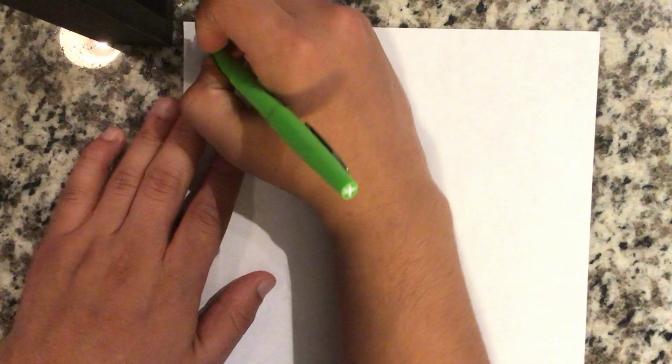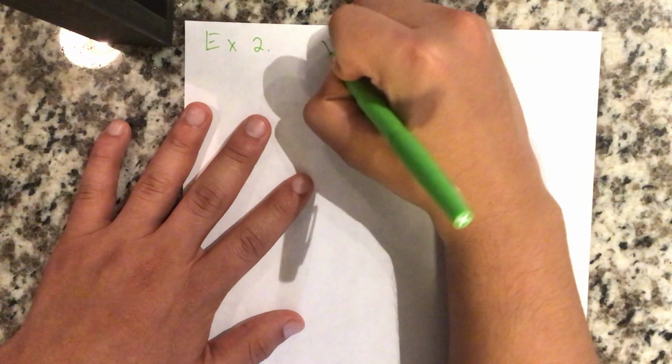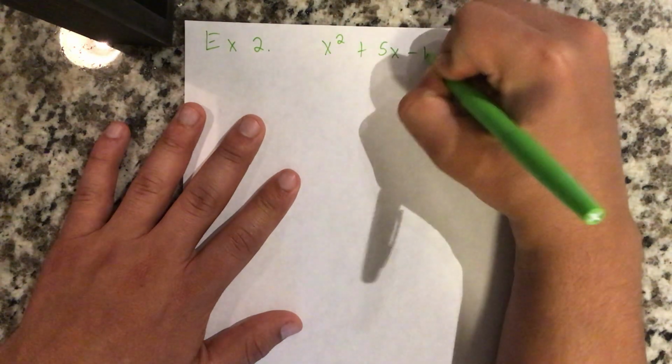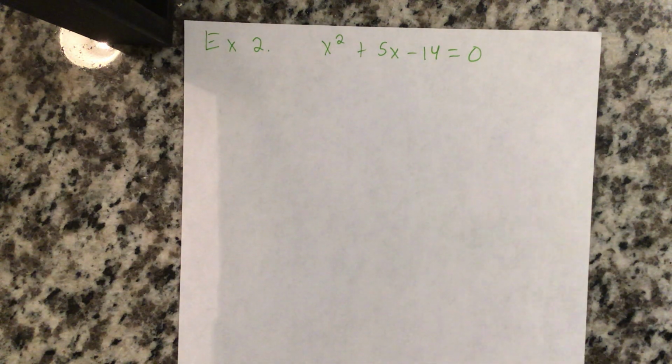So this is example 2. This is the last one for today. So example 2, we're going to do x squared plus 5x minus 14 equals 0. Okay? This is our second example. Last one we're going to do.